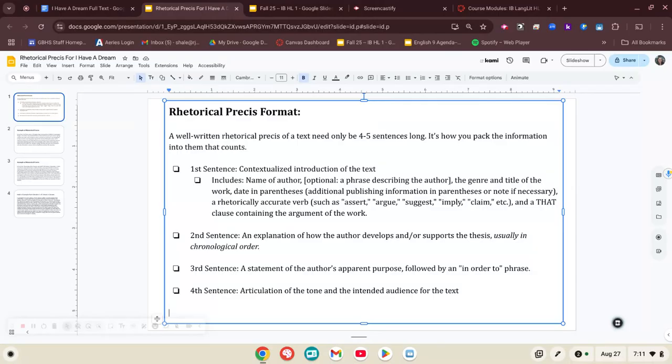The second sentence is really the rhetorical part. So the second sentence is an explanation of how the author develops or supports their message. And so this should move in chronological order.